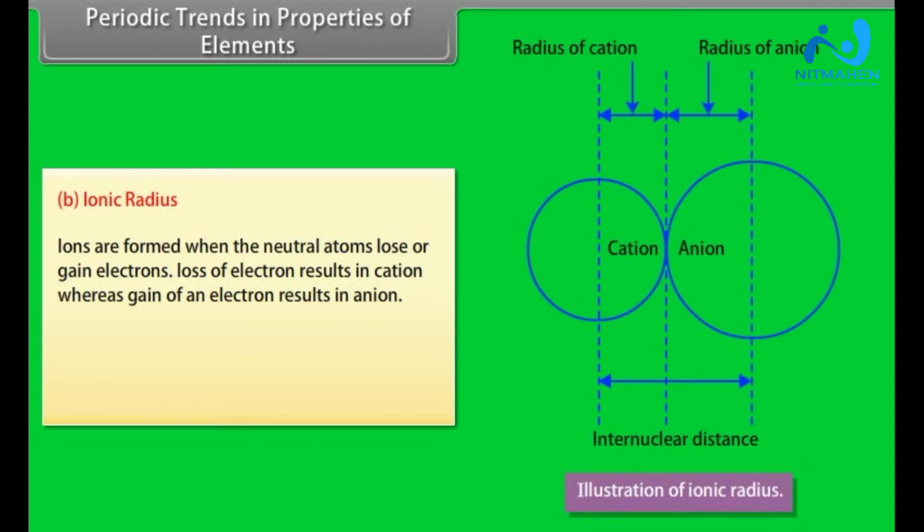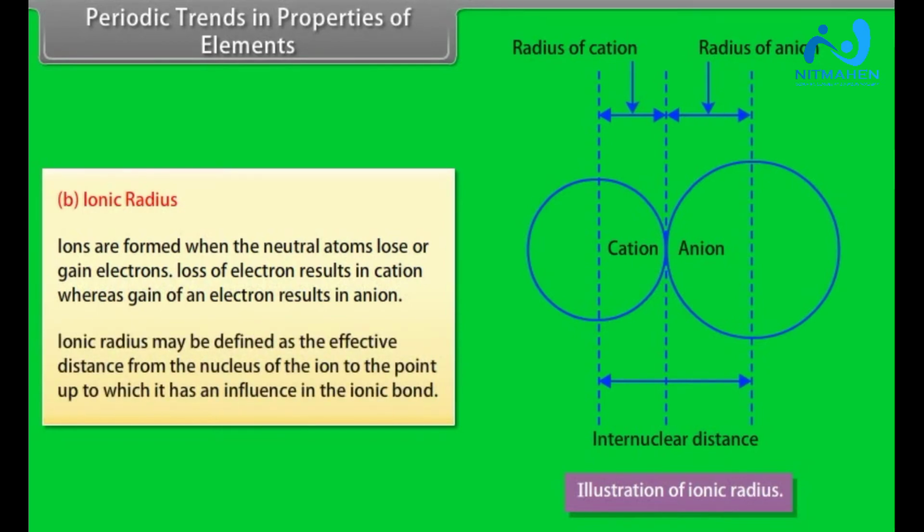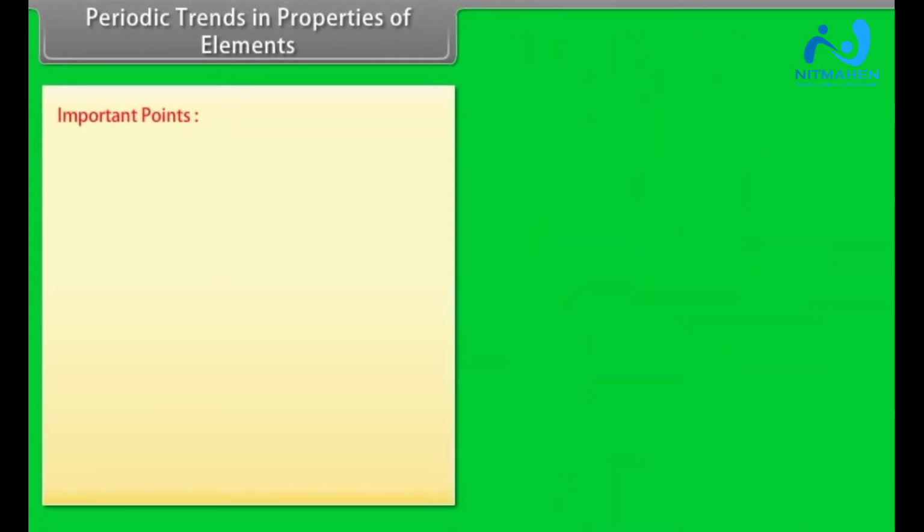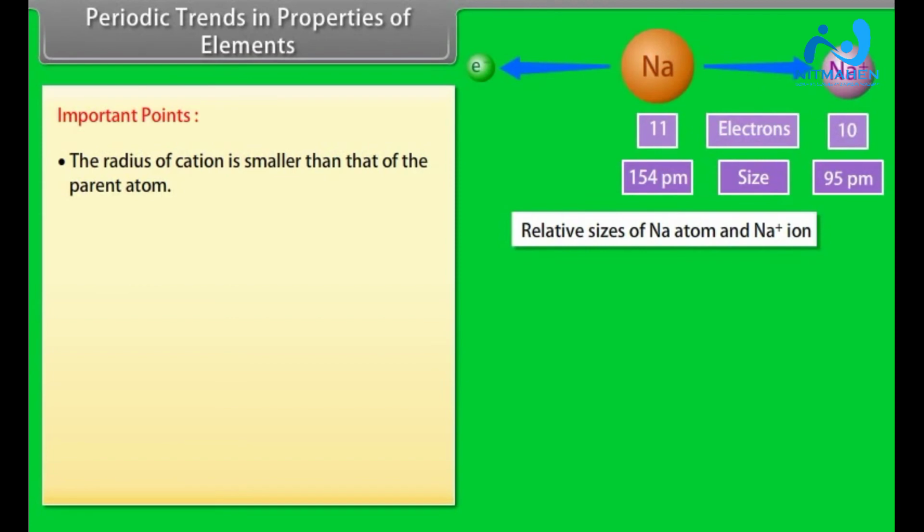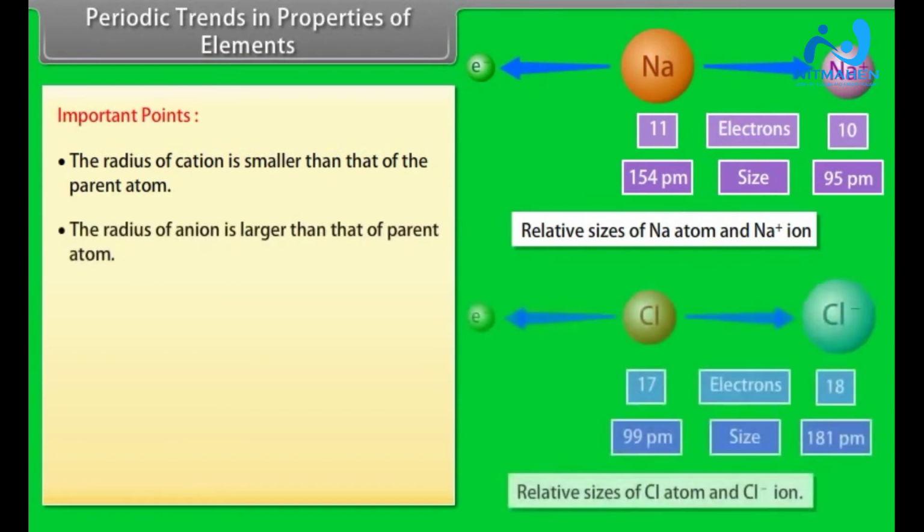Loss of electron results in cation, whereas gain of an electron results in anion. Ionic radius may be defined as the effective distance from the nucleus of the ion to the point up to which it has an influence in the ionic bond. Important points. The radius of cation is smaller than that of the parent atom. The radius of anion is larger than that of parent atom.